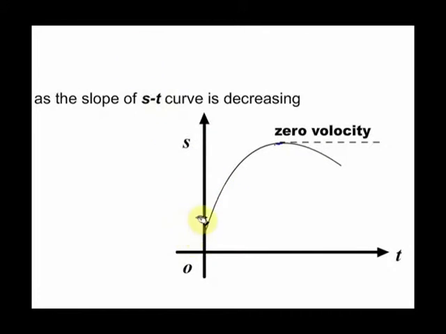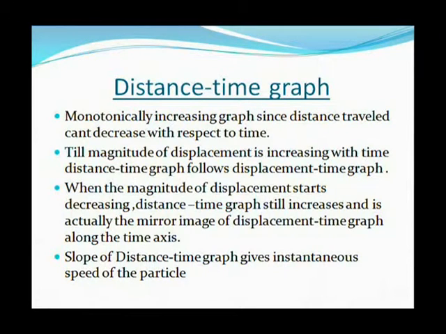So if you want to interpret this graph, let's say that at time t is equal to 0 the velocity was v1, and because of deceleration this velocity keeps decreasing until it reaches the value 0, and after that the velocity of the particle changes direction. Now let's have a look at the distance time graph.